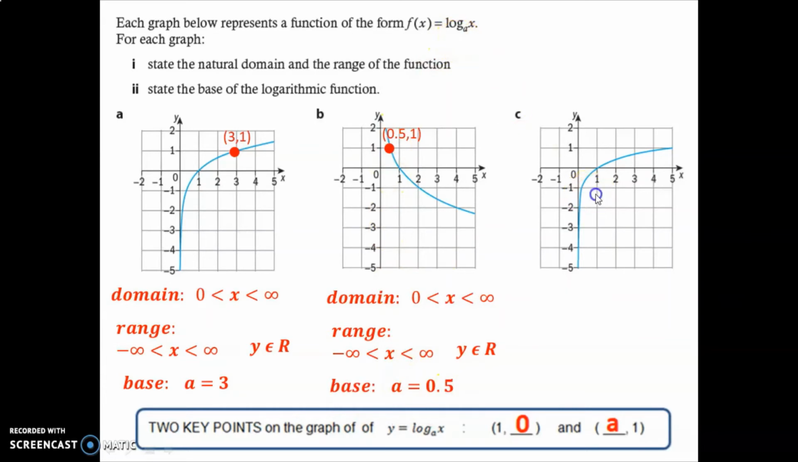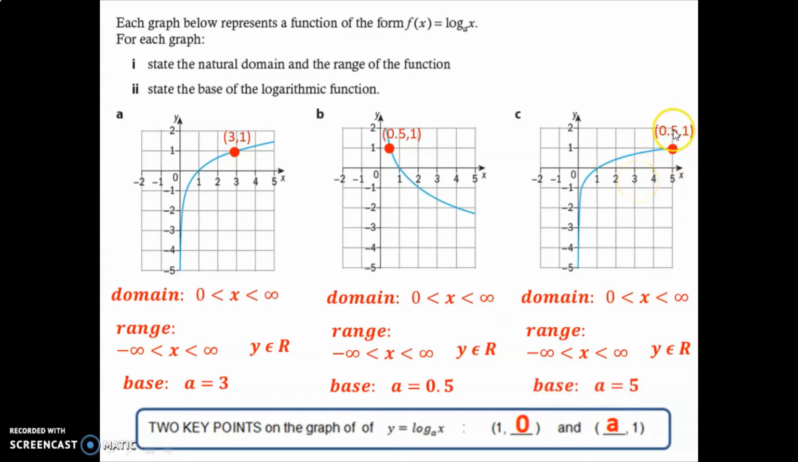And last one. Okay, domain, range, and our point at (5, 1). So 0.5 is our base. Sorry, not 0.5, that's not right. It should be 5. So a equals 5. Ignore that. That should say 5. And look at that. Just like magic, it does say 5. All right, great. So I hope those ideas are solid in your brain.